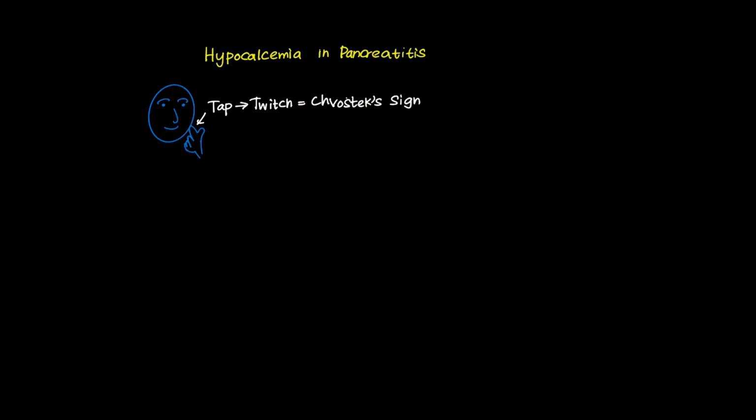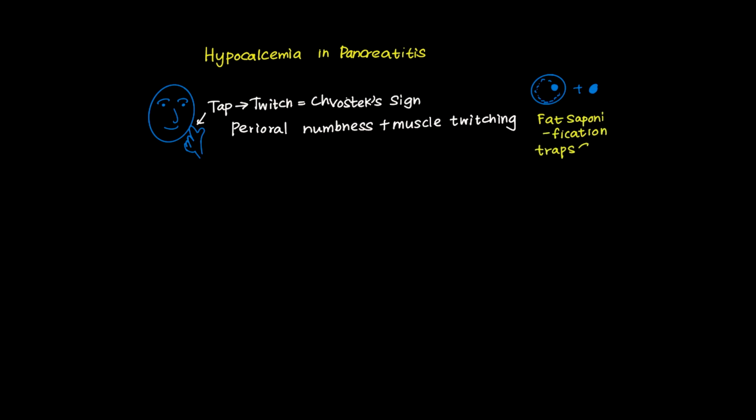So why does calcium drop in pancreatitis? During necrotizing pancreatitis, fat tissue breaks down and undergoes saponification. The released fatty acids bind to calcium ions and trap them. The calcium gets locked up in these fatty deposits and becomes unavailable in the blood.